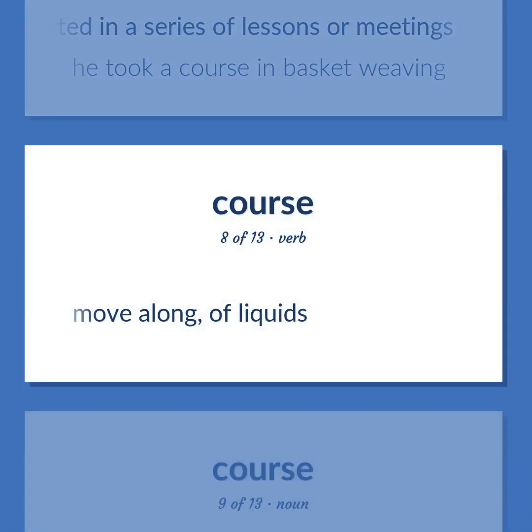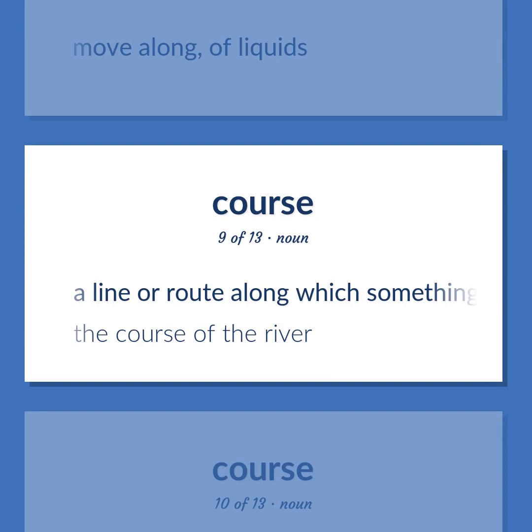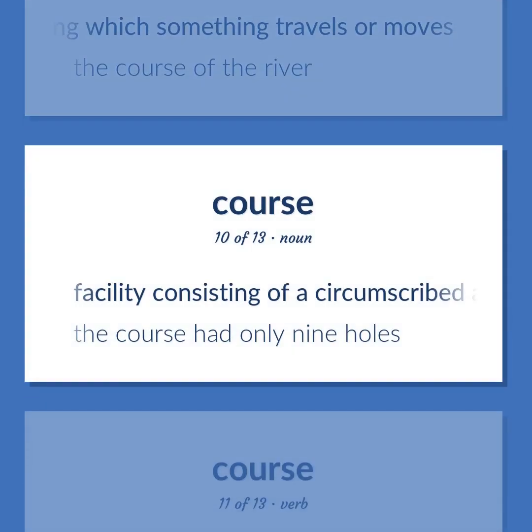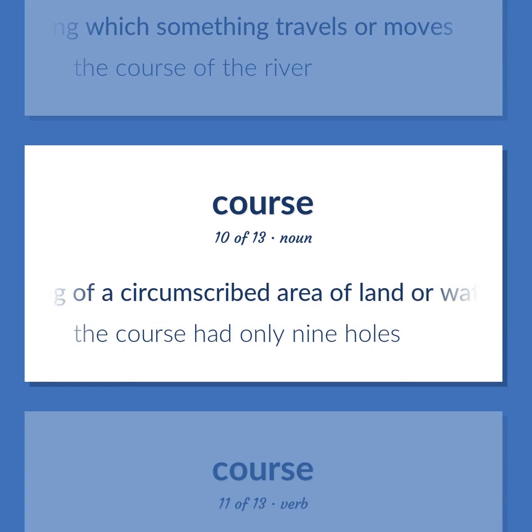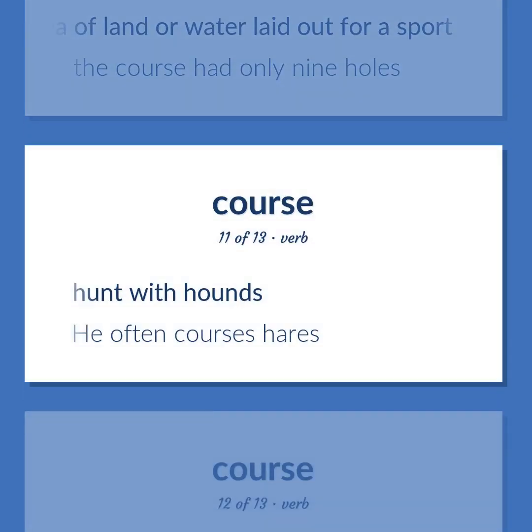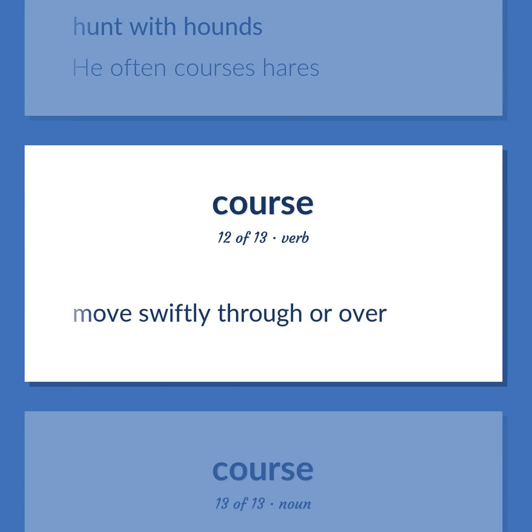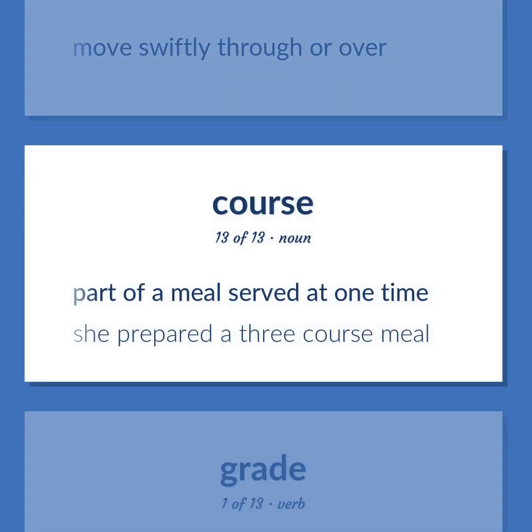Move along, of liquids. A line or route along which something travels or moves. The course of the river. Facility consisting of a circumscribed area of land or water laid out for a sport. The course had only 9 holes. Hunt with hounds. He often courses hares. Move swiftly through or over. Part of a meal served at one time. She prepared a 3-course meal.